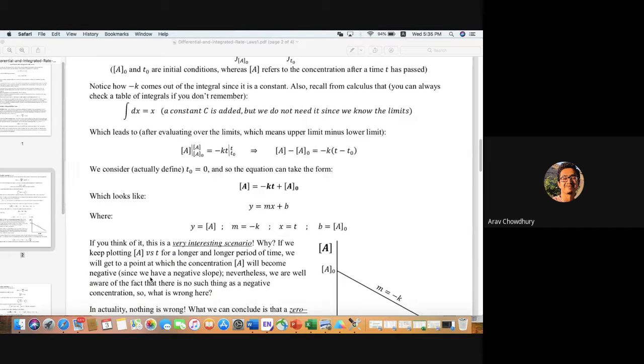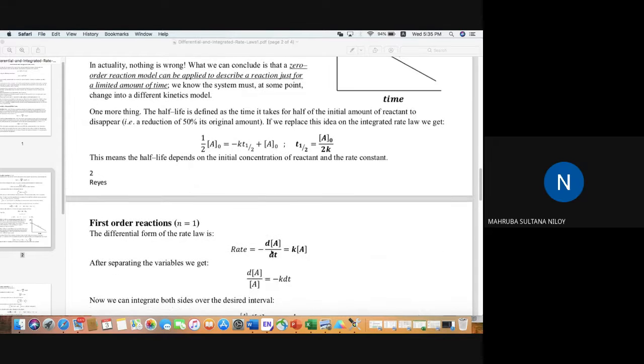Yes, thank you. So the equation looks like y equals mx plus b, where we replace y with A, and the rate constant minus k is replaced with m. The x is t, and b equals A naught. So that's how I plot it in the graph. Okay, so m is the slope, right? M is the slope. Yes. Okay, great. So the slope will be minus k, right? Yes. Okay. Thank you very much.